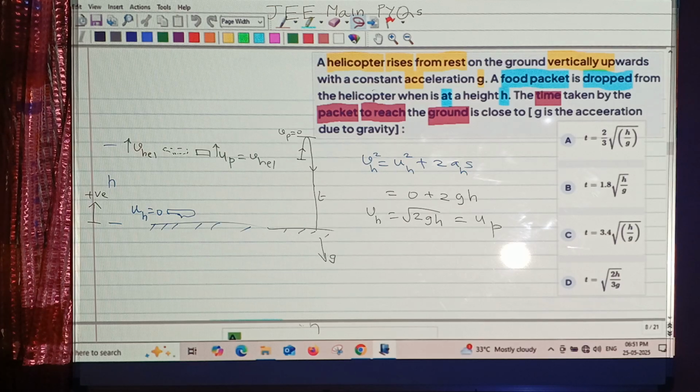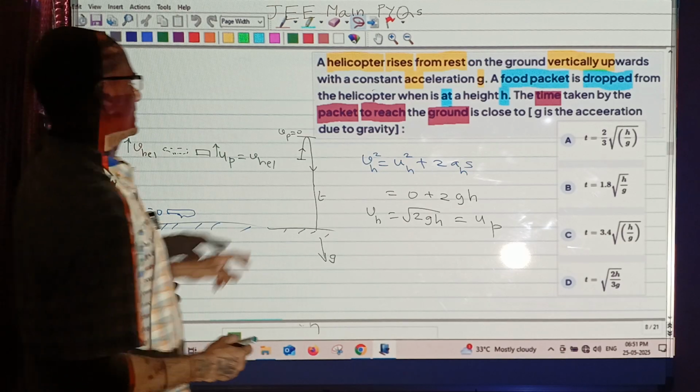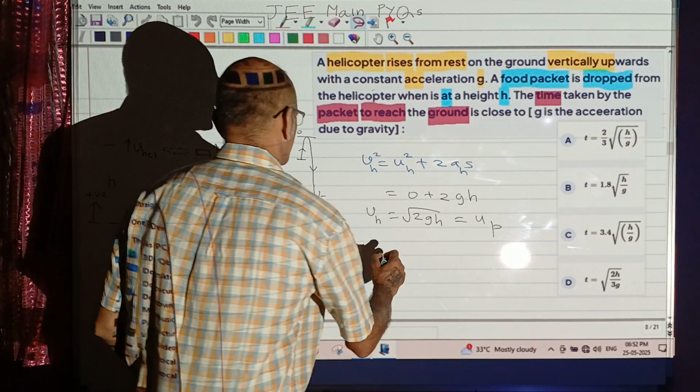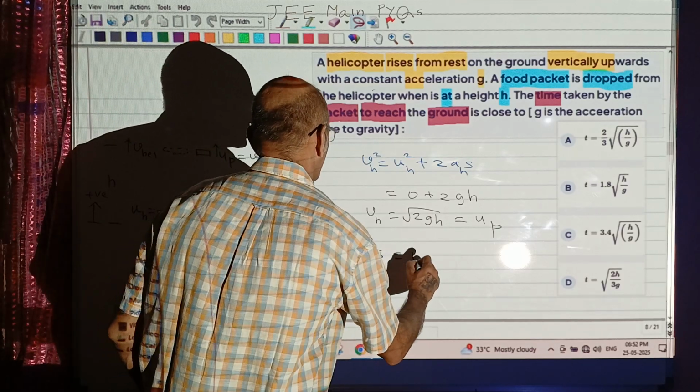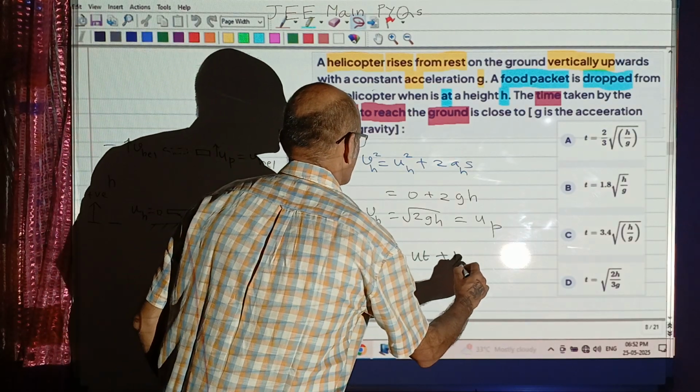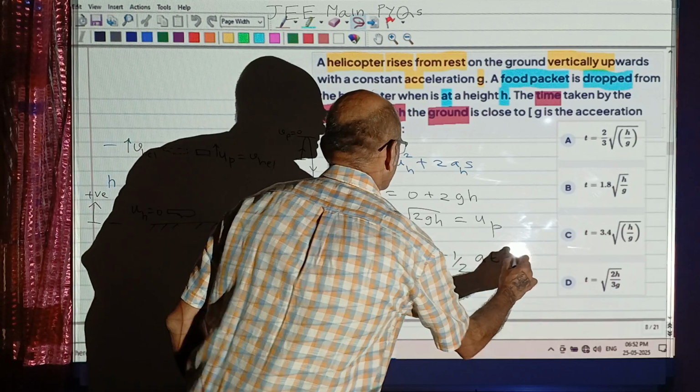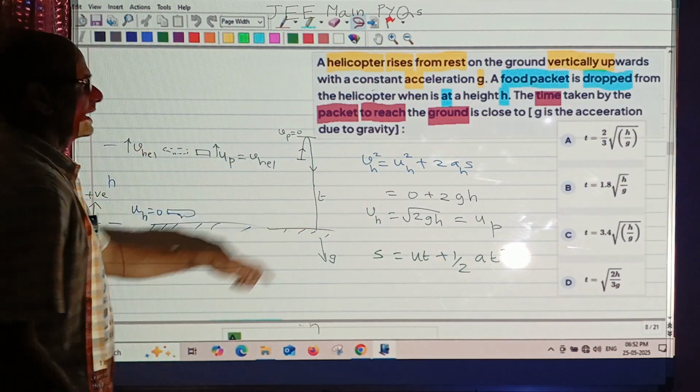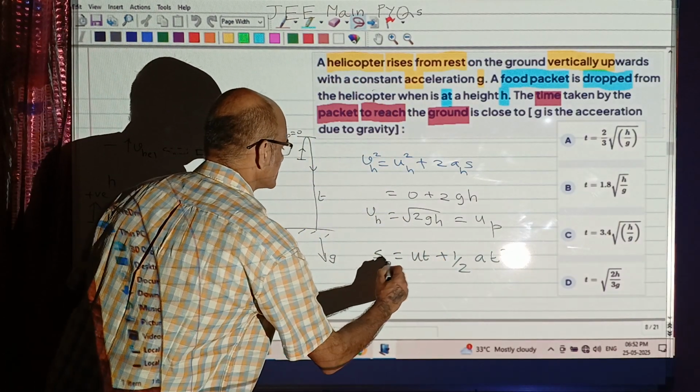So once you know the initial velocity of the packet, we can get the time taken for this path using s equal to ut plus half a t square. This is for the packet. So let me put p as suffix.